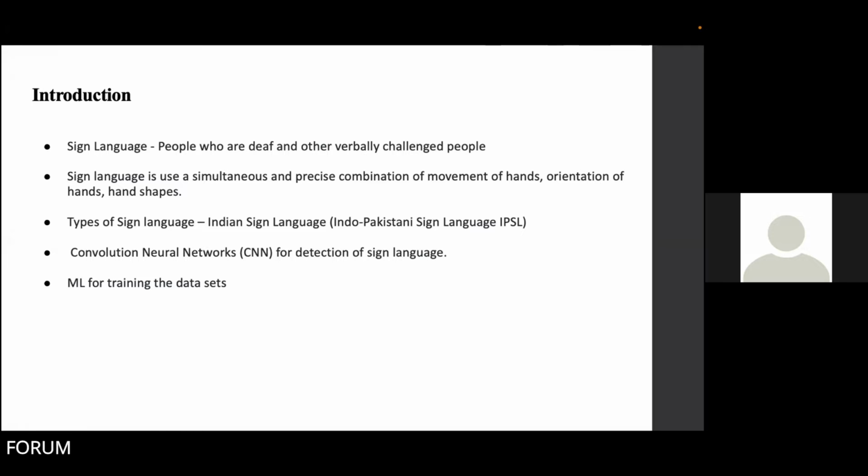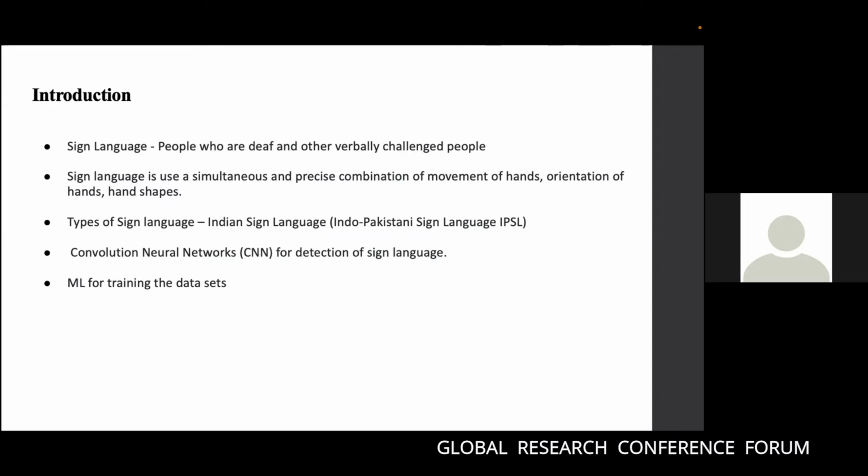So there is a need for us to have a medium to take their input and understand what they're saying. And again, if they're not able to hear as well, the system should generate whatever we are saying into text, or some format that they can understand. So this is the introduction.